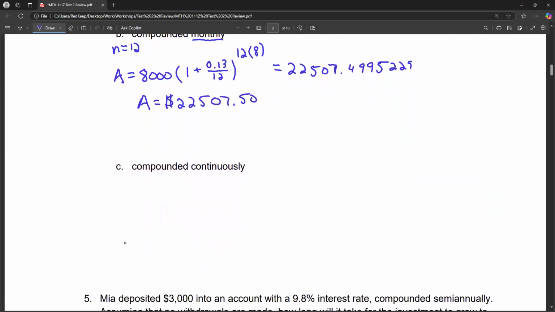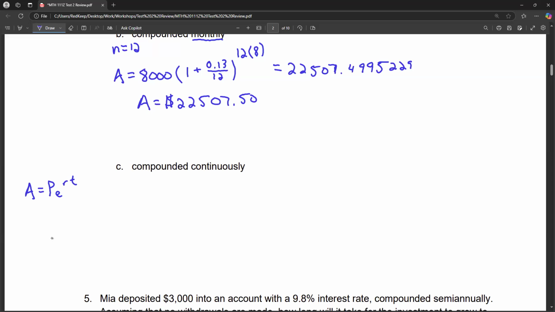Okay, so part C, we're going to do something a little bit different for this one. Since the interest is being compounded continuously, that should be sending off bells in your head that the equation changes in this scenario, right? We're going to use this A = Pe^(rt). You might have heard it referred to as that, A pert.